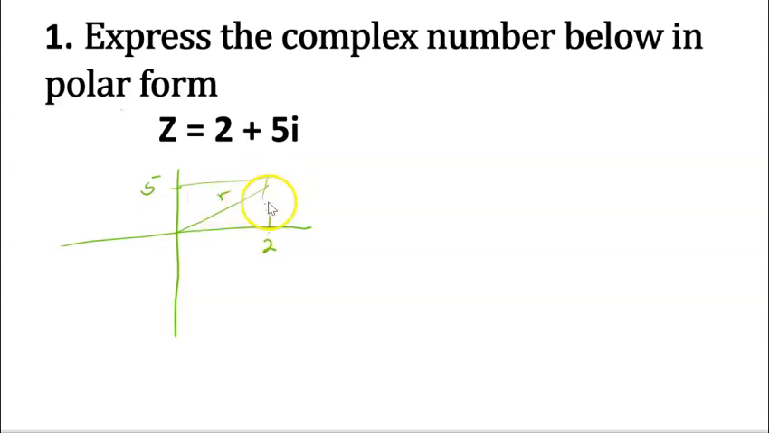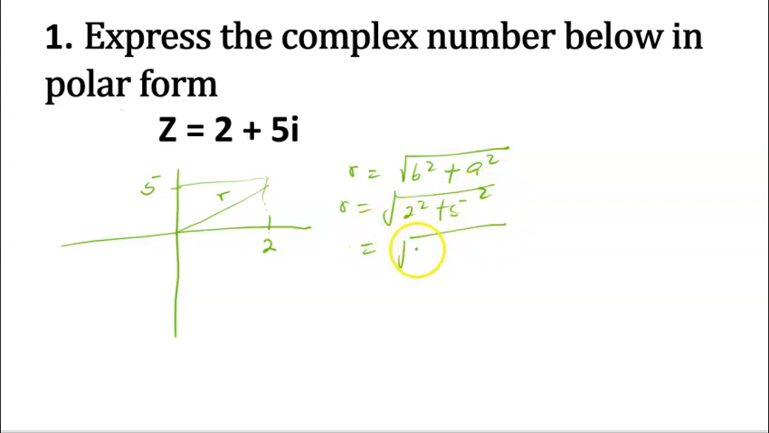Here's my r. Obviously, r is equal to the square root of b squared plus a squared. That will be the square root of 2 squared plus 5 squared. That means r will be the square root of 4 plus 25, which is the square root of 29. Let me use my calculator. The square root of 29 will be the same thing as 5.385.